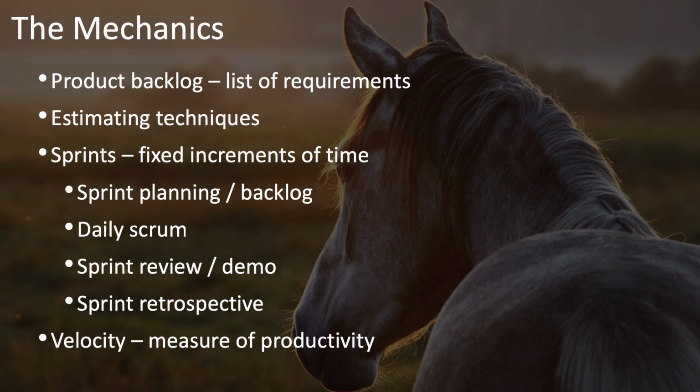Then you have a sprint retrospective, in which you assess the productivity of the sprint, and explore ways of improving the team's productivity. And last but not least, you have velocity, which is a way of measuring productivity based on the estimating techniques used earlier. Velocity is especially useful in measuring Scrum's promise of improving productivity from sprint to sprint during the course of the project.